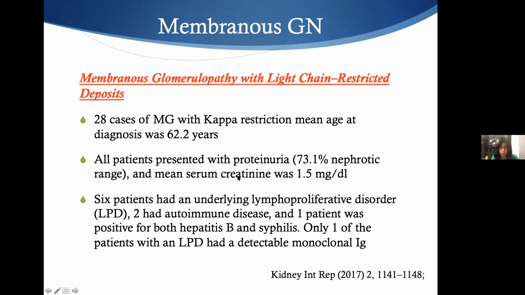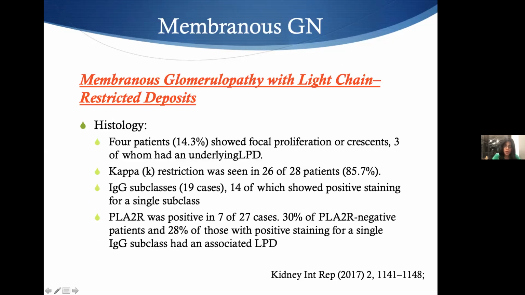However, the important point was that he described that phospholipase A2 receptor was positive in 7 of 27 of these cases. This was a point we discussed when we were discussing membranous, that even if you have phospholipase positivity in elderly patients above 60 years old who present with membranous, you still need to look for underlying malignancy, especially hematologic.